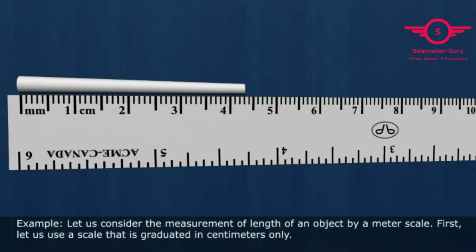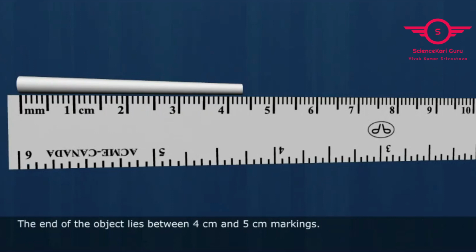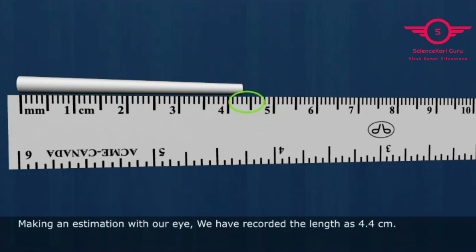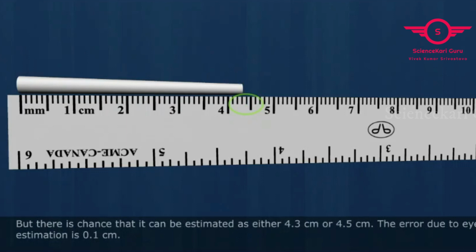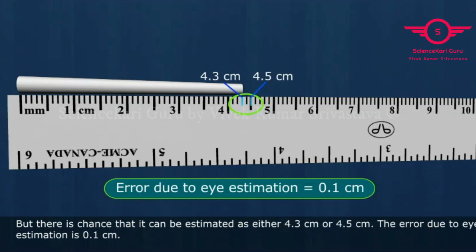Example: let us consider the measurement of the length of an object by a meter scale. First, let us use a scale that is graduated in centimeters only. The end of the object lies between the 4 centimeter and 5 centimeter markings. Making an estimation with our eye, we have recorded the length as 4.4 centimeter. But there is a chance that it can be estimated as either 4.3 centimeter or 4.5 centimeter. The error due to eye estimation is 0.1 centimeter.